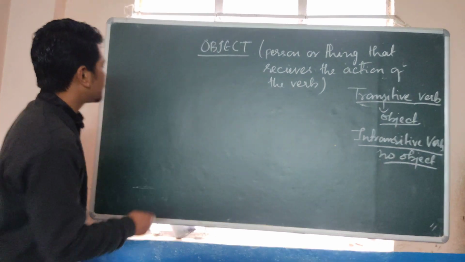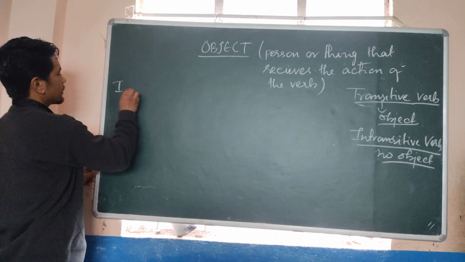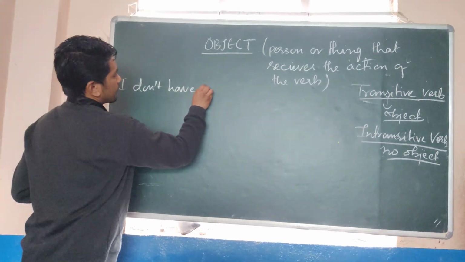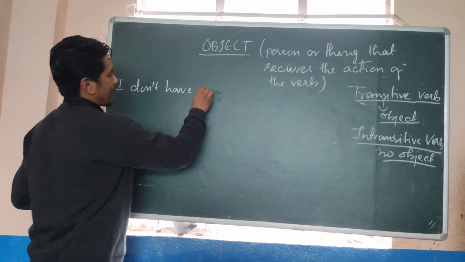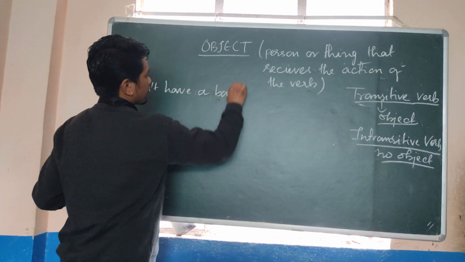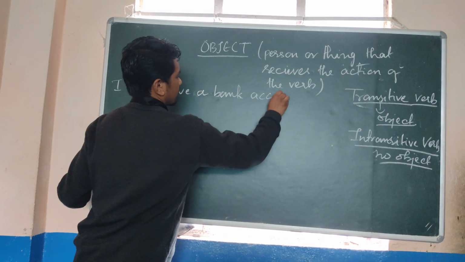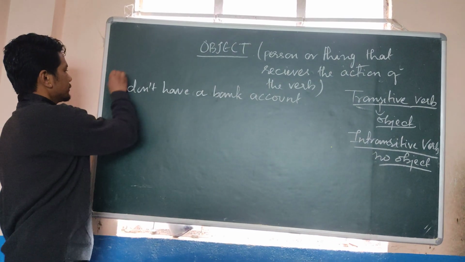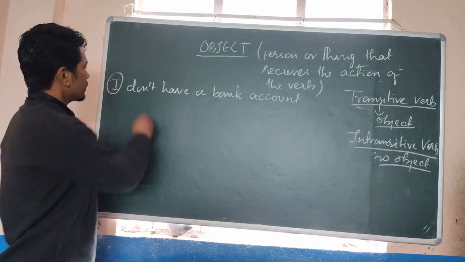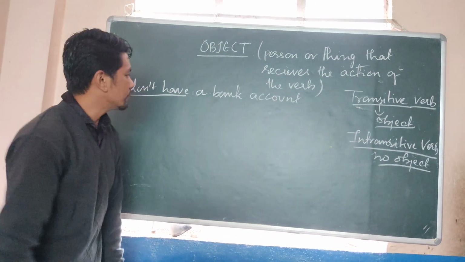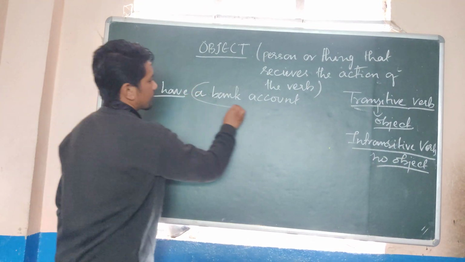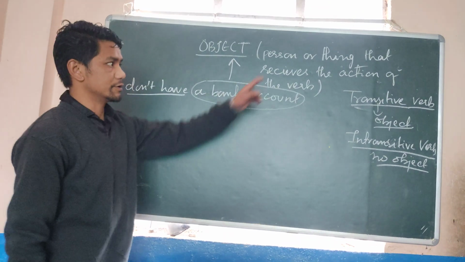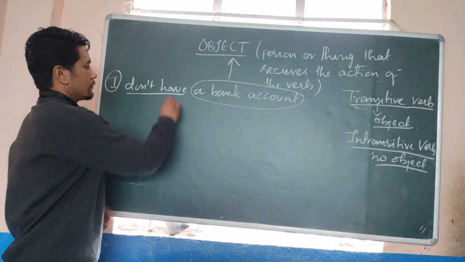So here we have a person or thing that receives the action of the verb. If I write an example here: I don't have a bank account. This is a sentence. I is the subject, don't have is the verb, and a bank account is the object, the thing that receives the action of the verb.